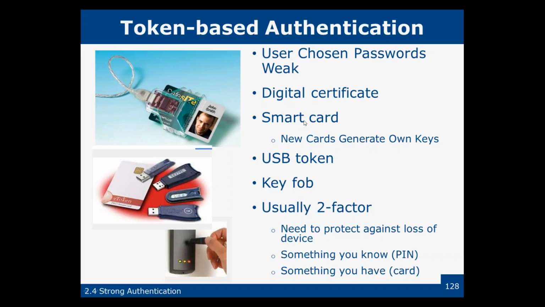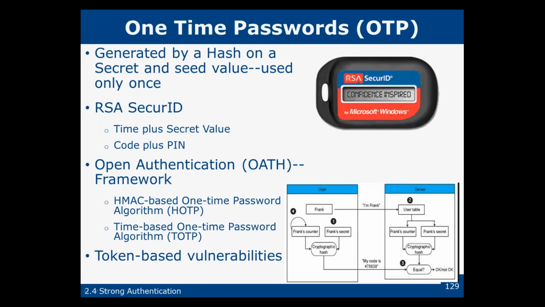And when you use these things, you're going to have to put a PIN in also. So we're going to have usually two-factor: something you have and something you know. In this case, the something you have is the smart card, USB token, or key fob. The something you know would be the PIN that goes along with it. Downfall of these is that they can be lost. There's going to be an expense involved in them, but they are going to make it more secure.